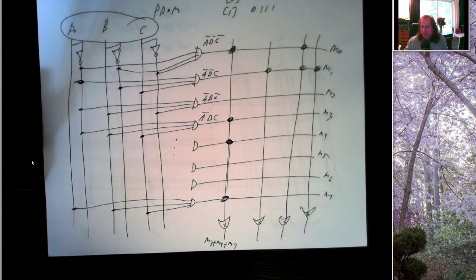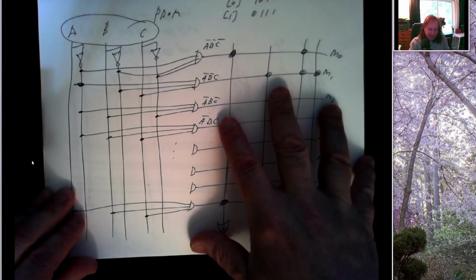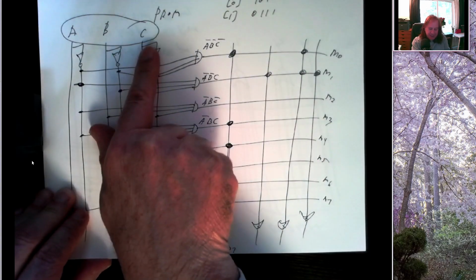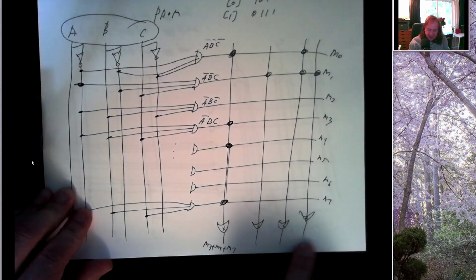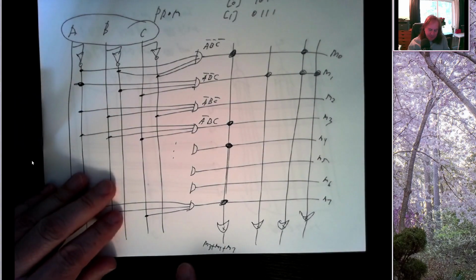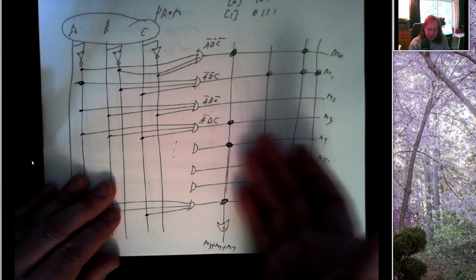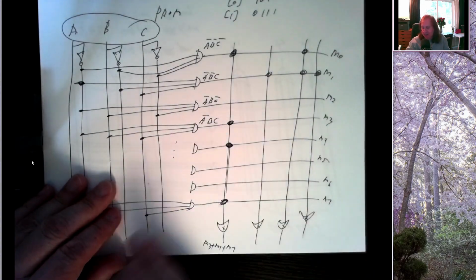So I can use this to store arbitrary data. With this particular configuration, I could have 8 locations, and in each of those I could store a separate 4-bit number. I simply store those numbers by making connections in this OR plane.